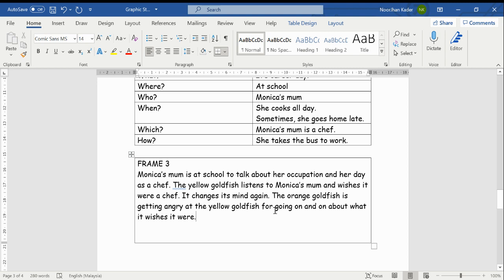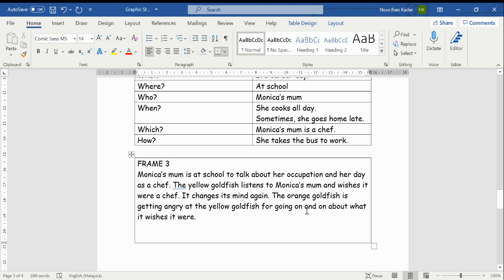Okay, what's the meaning of going on and on? That means harping. Harping means, of course, not singing a song. Harping means talking on and on and on, the same thing, repeating, but every now and then changing what it decides to do or what it wishes to be. So the orange goldfish gets fed up, because the yellow goldfish is going on and on. On and on means repeating the same thing several times.